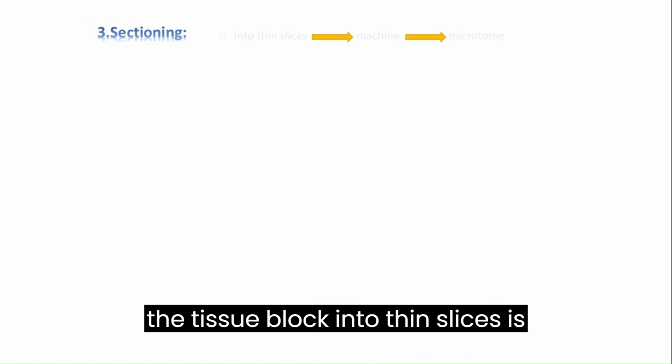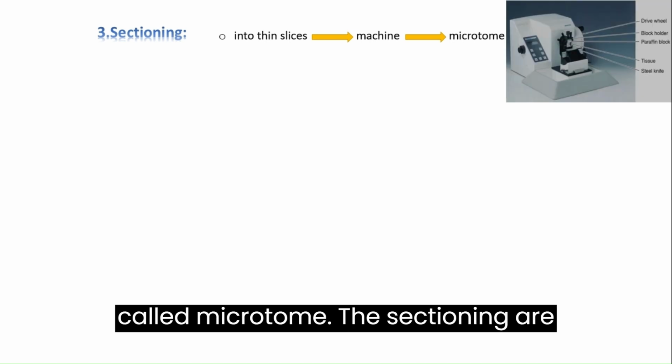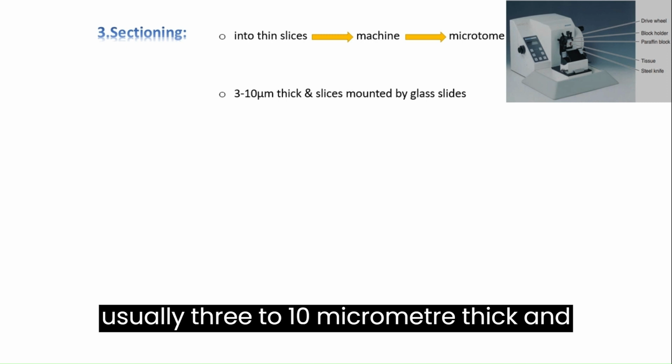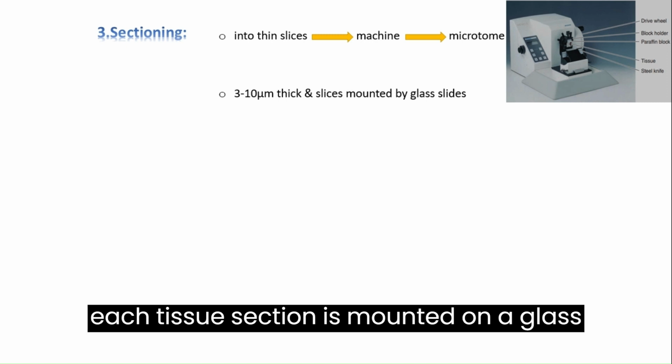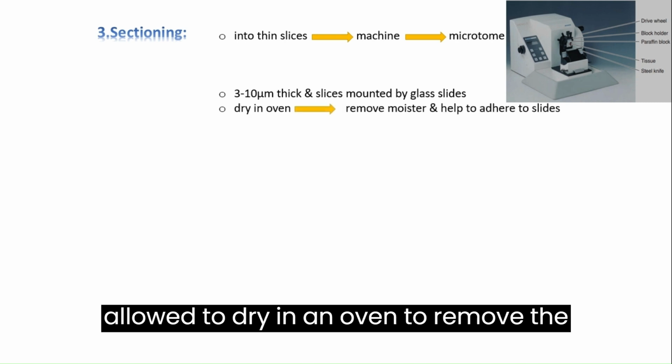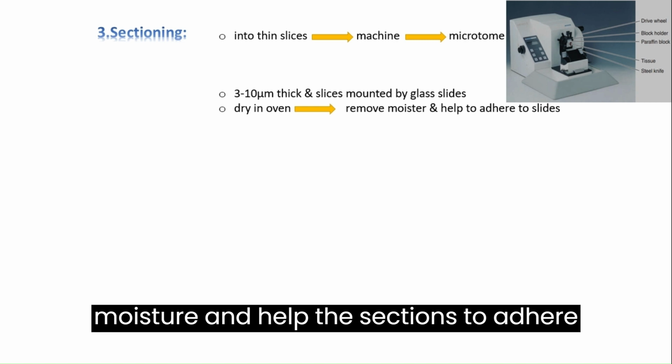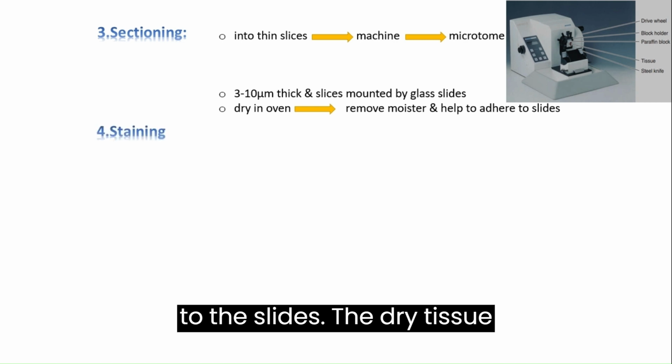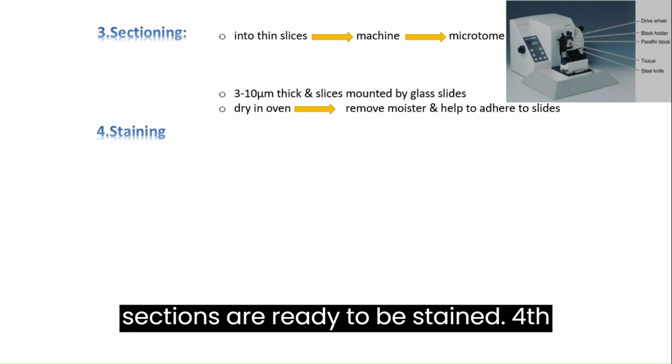Third one is sectioning. Sectioning of the tissue block into thin slices is carried out with the help of a machine called a microtome. The sections are usually 3 to 10 micrometers thick and each tissue section is mounted on a glass slide. The mounted tissue sections are allowed to dry in an oven to remove the moisture and help the sections to adhere to the slides. The dried tissue sections are ready to be stained.